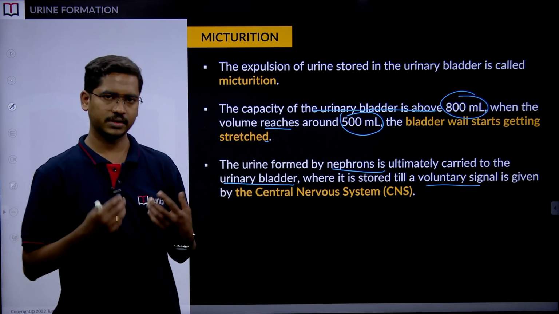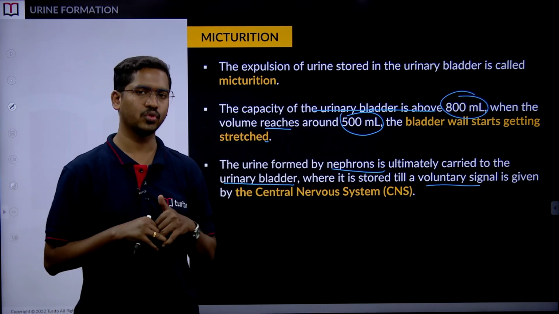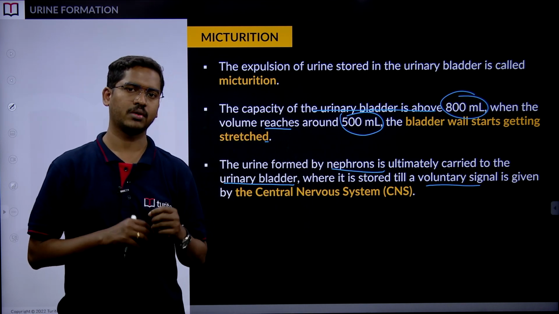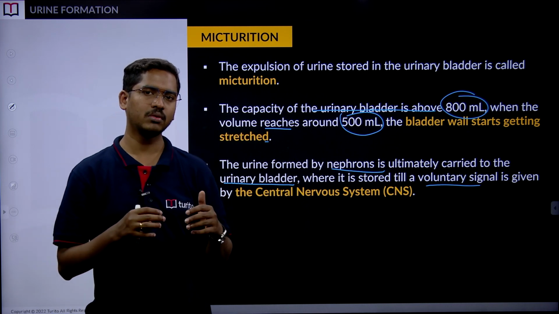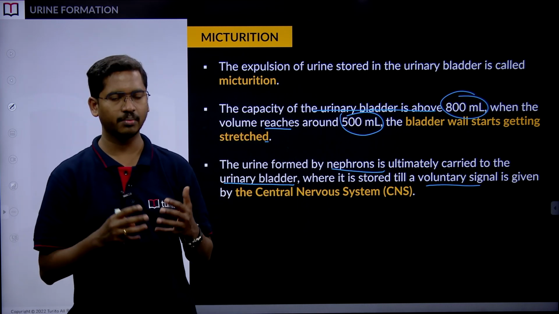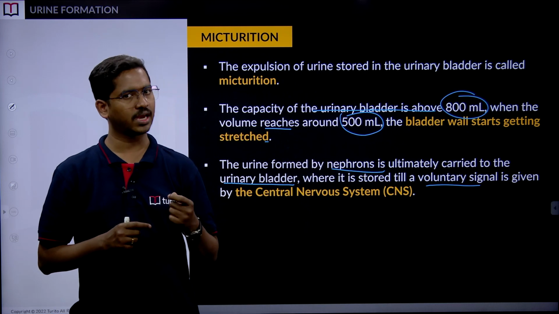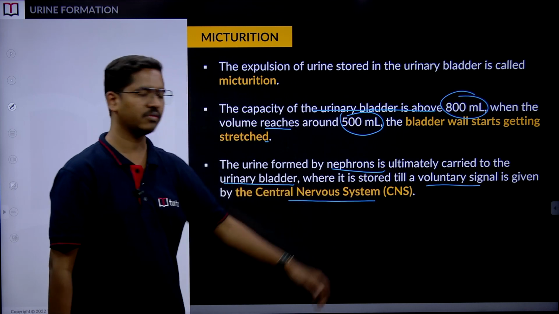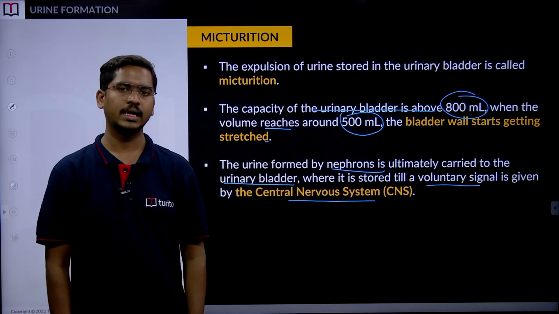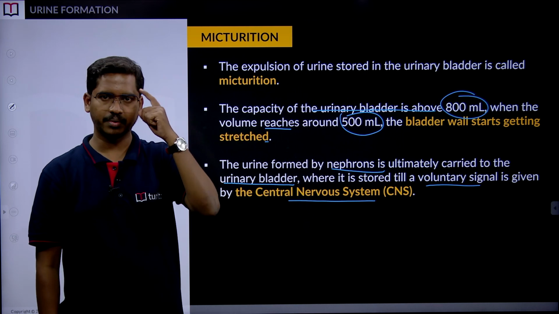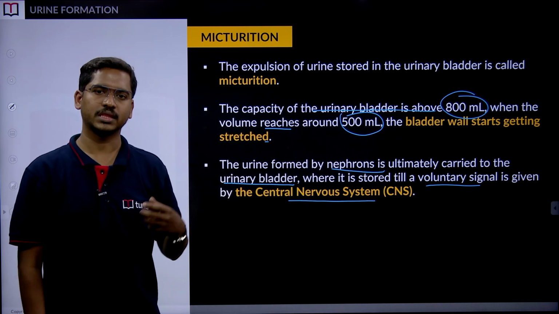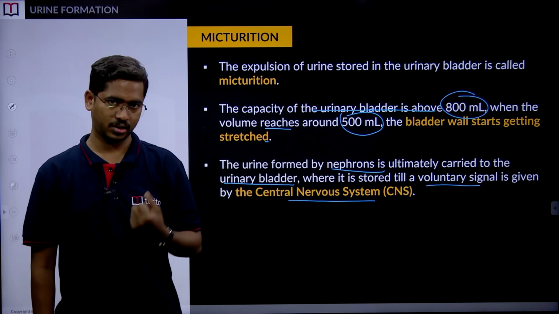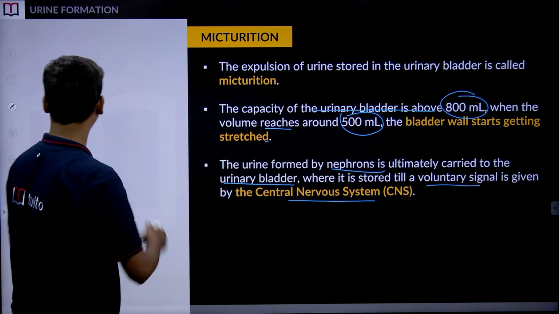We store the urine in our urinary bladder and we get the urge only once the urinary bladder gets filled completely. That is when it sends a signal to the CNS, that is the central nervous system. Then the message has to come from the brain, the central nervous system, to release the urine. That is what happens here.